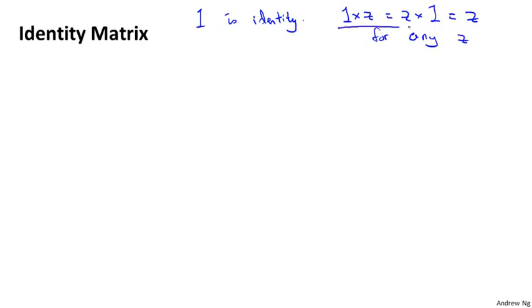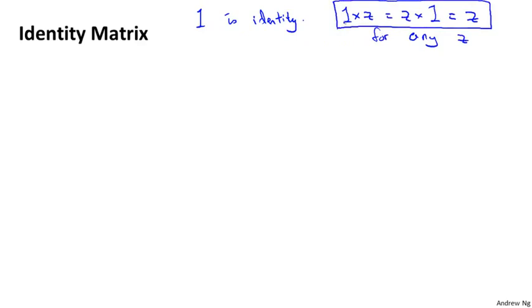Finally, I want to tell you about the identity matrix, which is a special matrix. So let's again make the analogy to what we know of real numbers. When dealing with real numbers or scalar numbers, you can think of the number 1 as the identity of multiplication. What I mean by that is that for any number z, the number 1 times z is equal to z times 1, and that's just equal to the number z, right, for any real number z. So 1 is the identity operation and satisfies this equation.